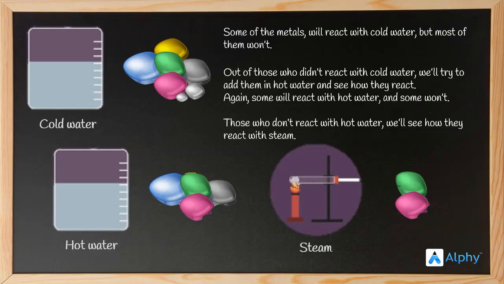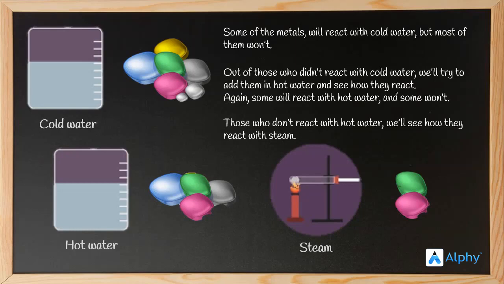See, those metals which react with cold water will be the most reactive, right? Because it didn't even require temperature for the reaction to happen. However, those which react with hot water will be less reactive than those with cold water. Those which neither react with cold water nor with hot water but react with steam will be said to be the least reactive metals because they didn't react with cold or hot water. So that's how you can categorize metals as more reactive and less reactive.